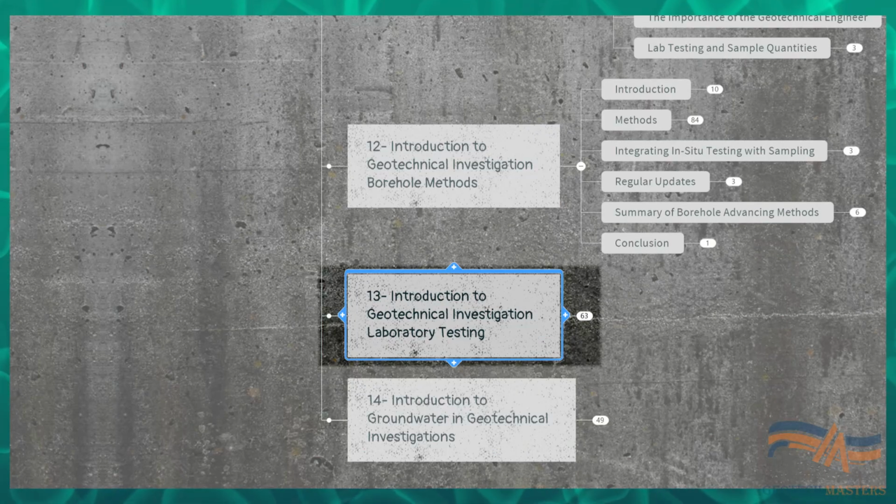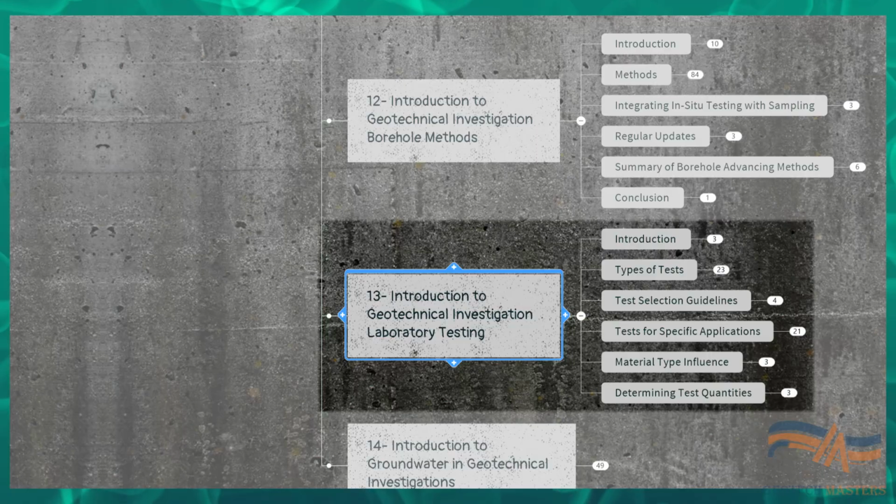Transitioning to the laboratory, Episode 13, Introduction to Laboratory Testing, differentiated between index and performance tests. Explained how to select the right lab tests based on project needs and soil and rock types, and touched upon the importance of reviewing in situ results and sample classifications to determine the necessary quantities of tests.